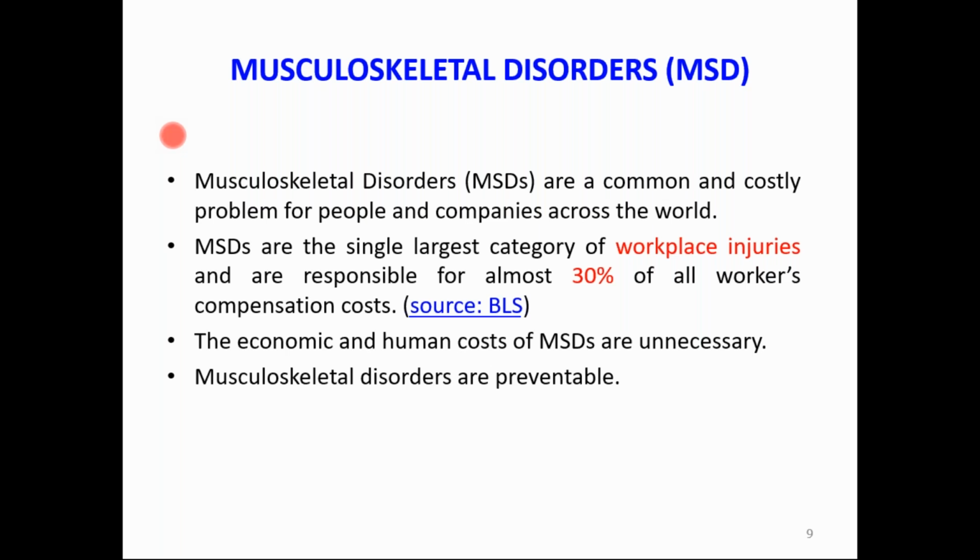One of the diseases I'm talking about is called MSD. So what exactly is this MSD? It is musculoskeletal disorder. It is the combination of muscle and skeleton and then disorder. This disorder affects your muscles and skeleton, and that is why it is called musculoskeletal disorders. It is a disorder or disease which may affect your muscles or your skeleton or the combination, right? It is a common and costly problem for people and companies across the world.